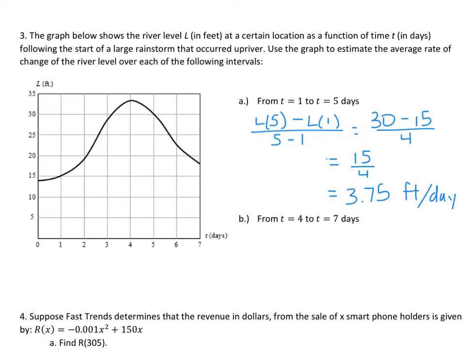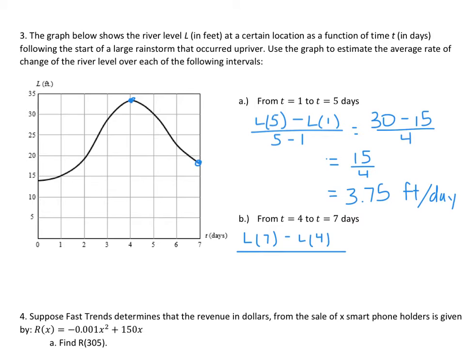In part B, we want to find the average rate of change of the river level from time t equal 4 to time t equal 7 days. So we can plot those points at time t equal 4. There's our function, which is about 33 feet. And then at time t equals 7, plot that point, and we could say that that was about 18.